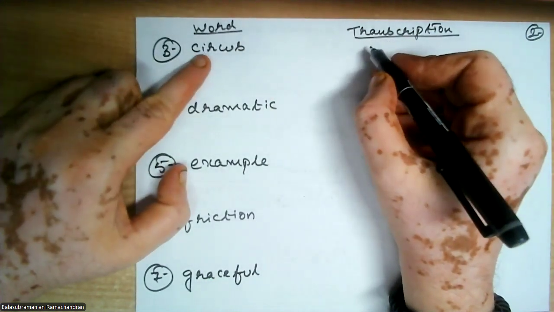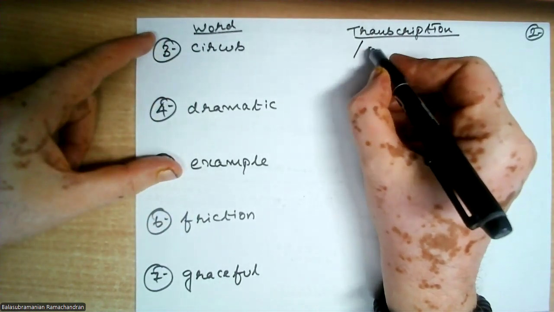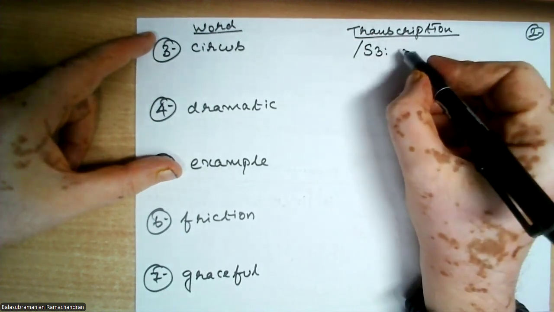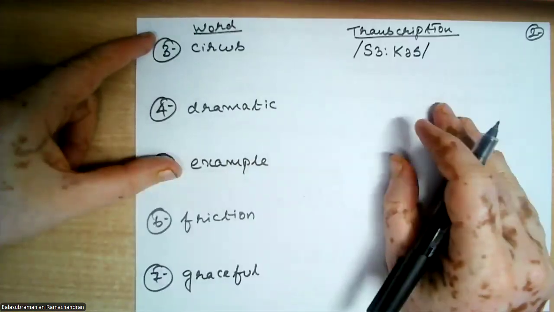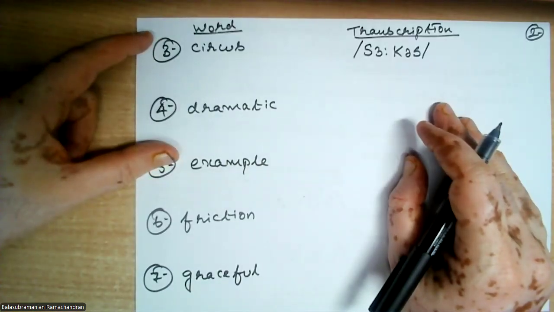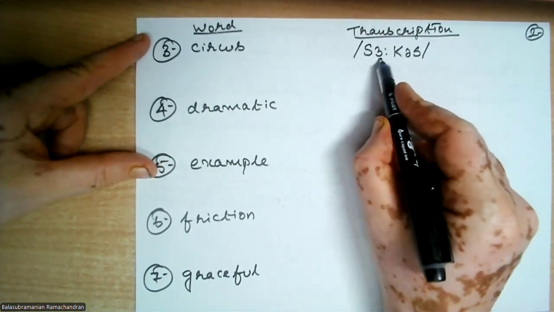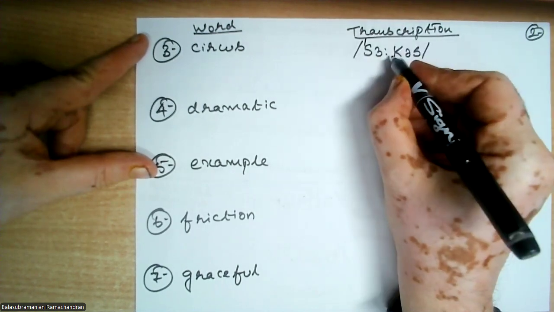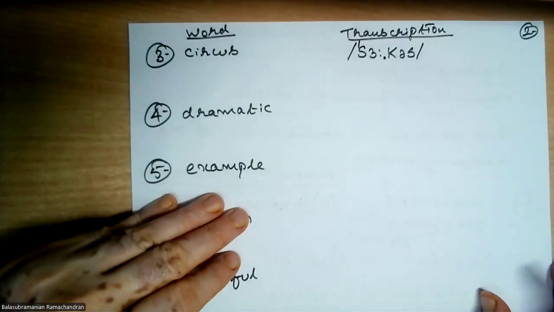Word number 3 is C-I-R-C-U-S. It is circus. Slanted line. Circus. How many syllables again? 2 syllables. Long vowel and then you have shwa. Circus. All right, people, just one more explanation before we proceed further.